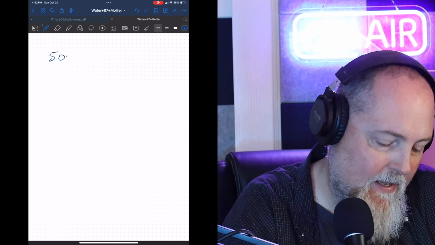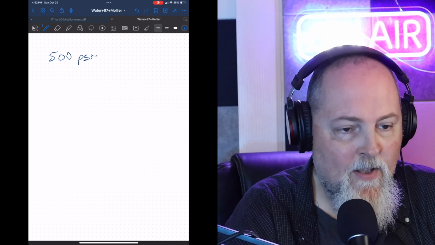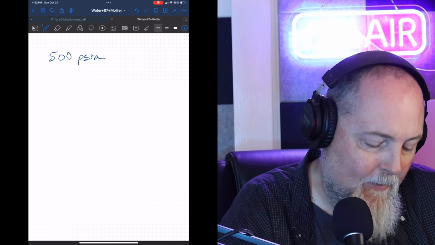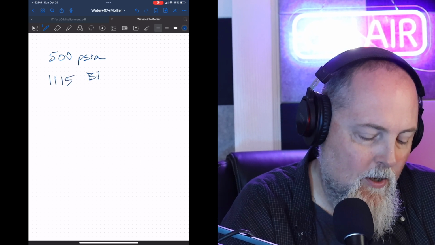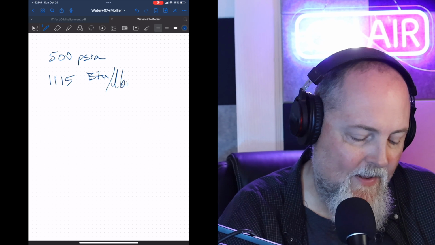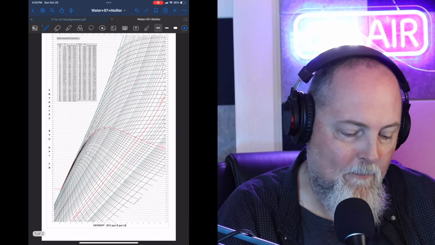So what we have is 500 PSIA, and let's work with an enthalpy of 1,115 BTUs per pound mass. So let's find that on our Mollier diagram.